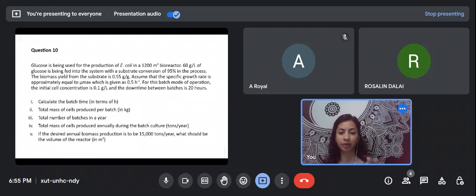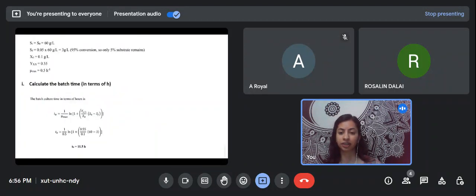And the downtime between batches, that is, once this batch has given the maximum amount of cells and you have removed it, you add fresh media and fresh inoculum. The time between these two events is 20 hours, since a system should not be kept running continuously, right? So you give a downtime. In this case, it's 20 hours. So you have to calculate the following things. First is calculating the batch time. How much time, in terms of hours, does it take to reach the final, maximum concentration that you can get?